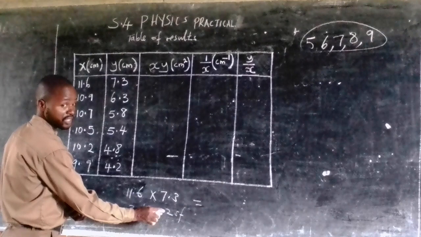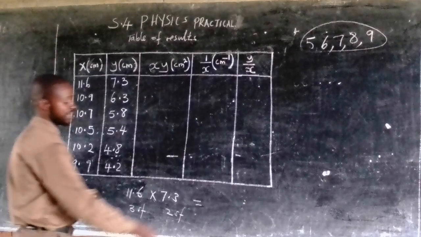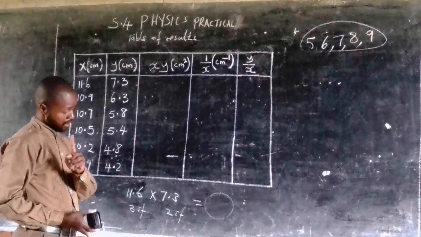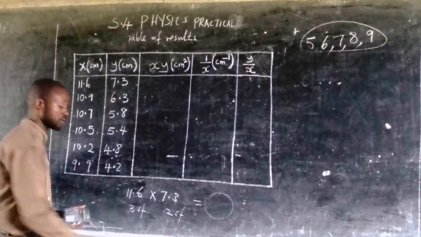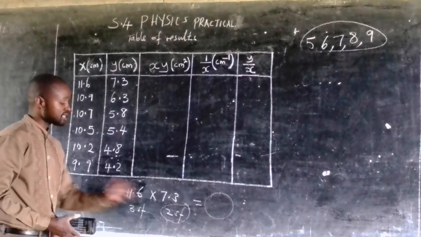Why? It's a rule. When we are multiplying two numbers in physics practicals, the final answer is written to as few significant figures as one of the other two numbers being multiplied. So when you look at these two numbers, this is the one having fewer significant figures. So the final answer has to have the same number, which means our answer here will be written to two significant figures.